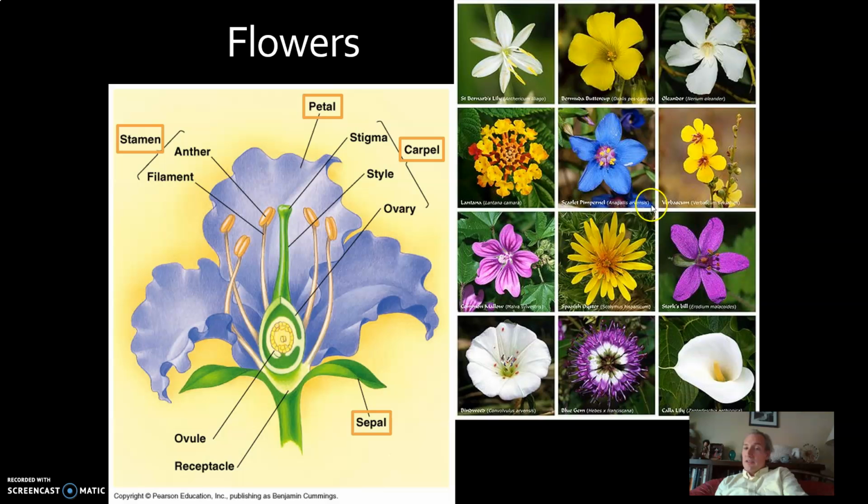All flowers, if it's a true flower, have sepals, petals, stamens, carpels. The stamens produce the pollen. It could be wind dispersed or animal dispersed, and then the carpel is where that pollen eventually works its way in, and the carpel produces the seed. Fertilization occurs.